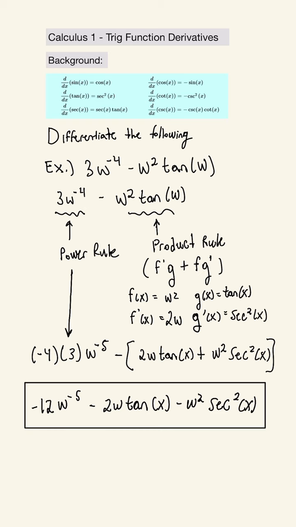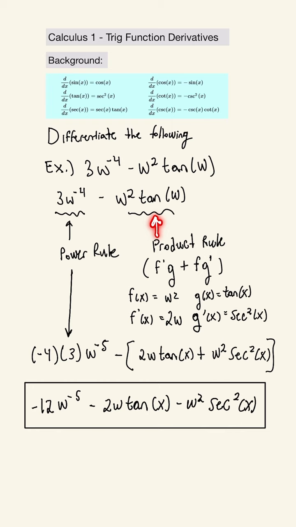So for our example problem, we want to differentiate 3w to the negative 4 minus w squared multiplied by tangent of w. So the first step is we want to separate these two terms. So we have our 3w to the negative 4 on the left-hand side, and we have our w squared tangent w on the right-hand side. And we'll use different rules to differentiate these functions.